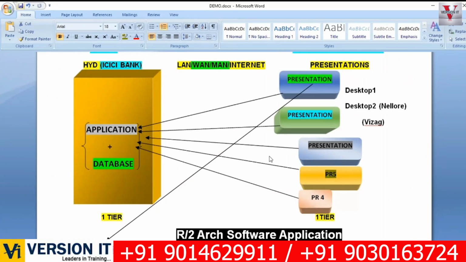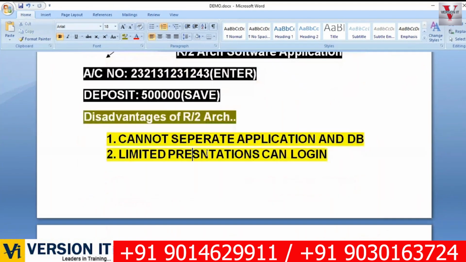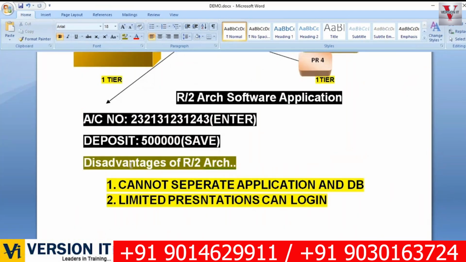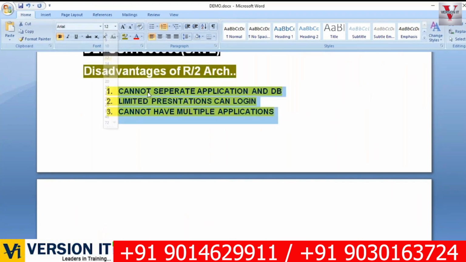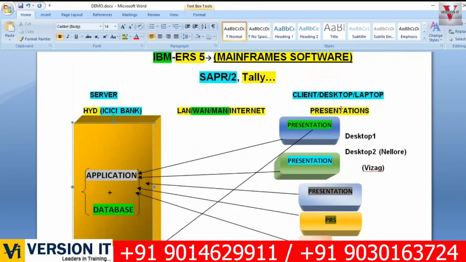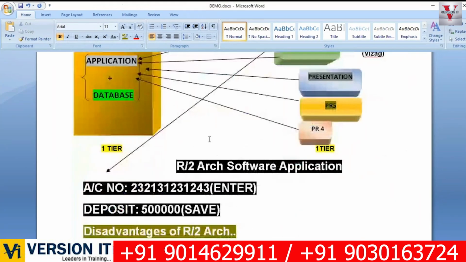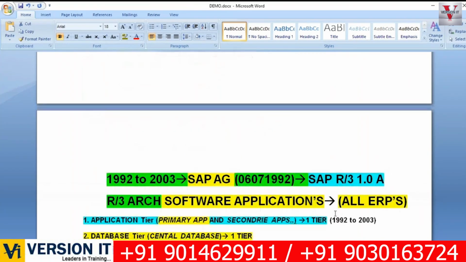Because of this limitation from the architecture side, people started thinking about what should be the new technology software. Any idea, guys, what should be the new technology software? Now here you cannot even have multiple applications, only one application. If you could have one more application, you could add more presentations to it, right? This is also a disadvantage of R2 architecture. So next, what has come into existence?